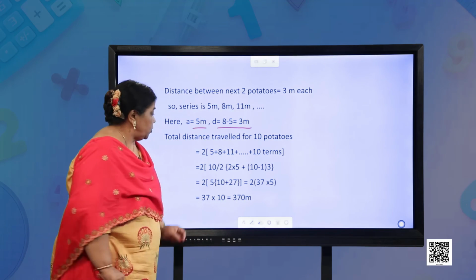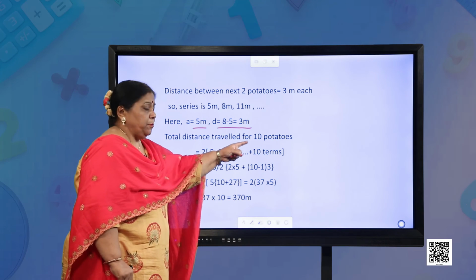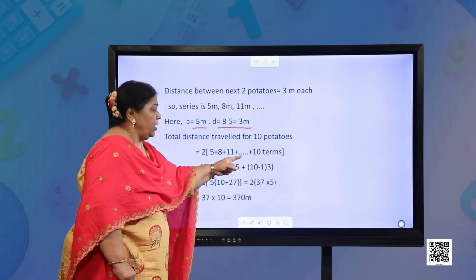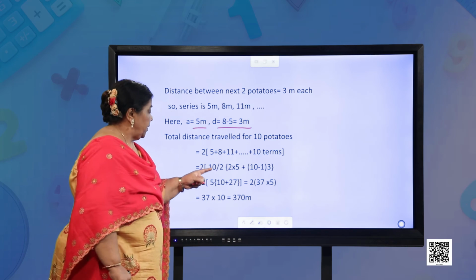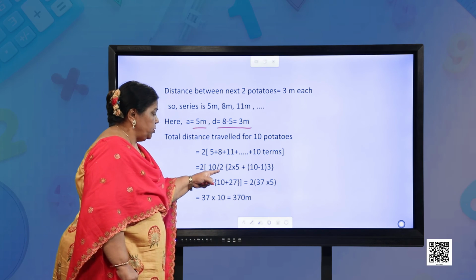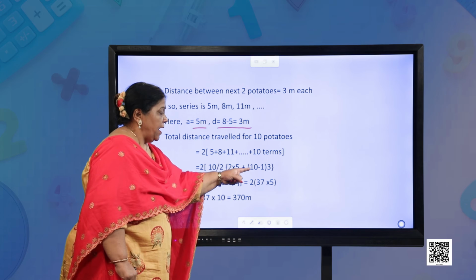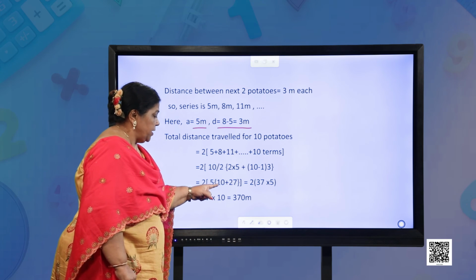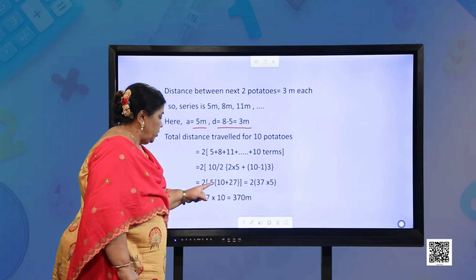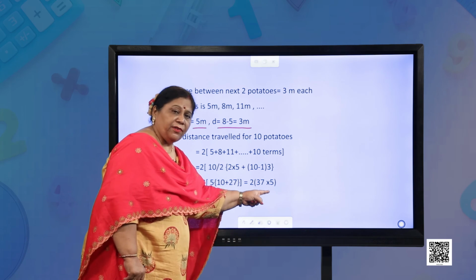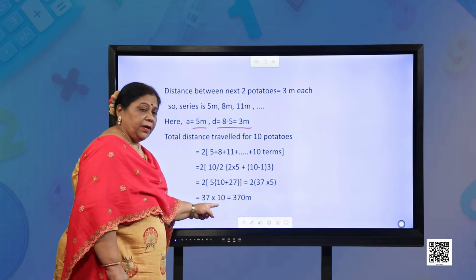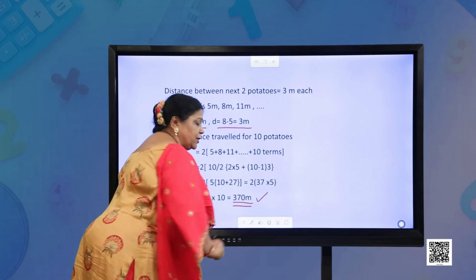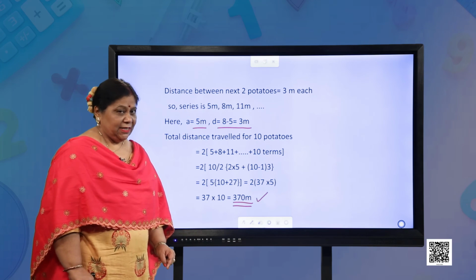Is it clear? So, total distance travelled for 10 potatoes is 2 into (5 plus 8 plus 11 and so on till 10 terms). So, 2 into 10 upon 2 into (2 into 5 plus (10 minus 1) into 3). So, we get 2 into 5 into (10 plus 27). So, it is 2 into 37 into 5, that gives us 37 into 10, 370 meters is the total distance the competitor has to run. I hope the question is clear.